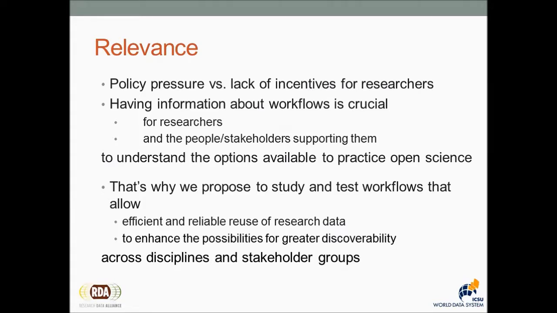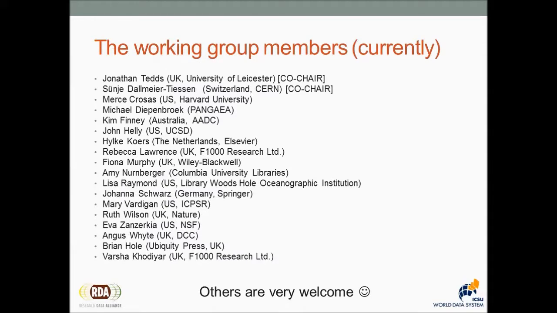This is in parts already reflected, and now I'm on the next slide for the working group members, in the list of working group members, where you see that we have already lots of partners from the publishing sector, research institutions, libraries, I work for a library, for example, etc. Also different disciplines are present. However, we lack humanities and social sciences, for example, and we are definitely looking for more input.